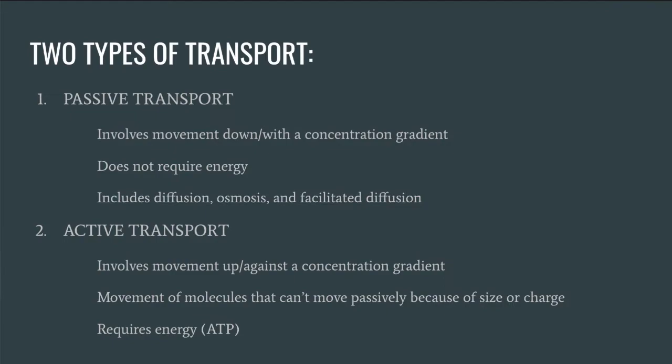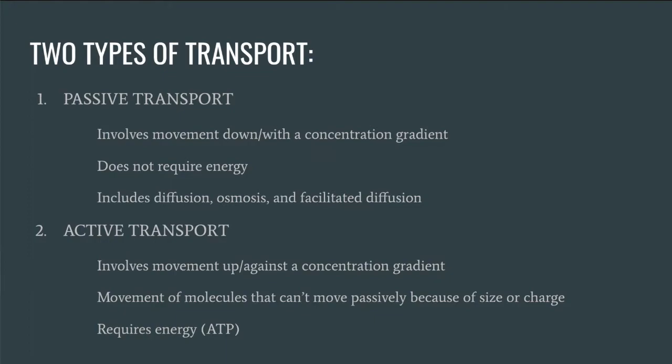There are two main types of transport. The first one is called passive transport, and the second one is called active transport. Passive transport is just going to involve the movement of substances down or with a concentration gradient. This term, concentration gradient, might be new to you, and it's super important when we are talking about cell transport, so I'll talk about that in a little bit. Passive transport also does not require any energy, and it includes some things like diffusion, osmosis, as well as facilitated diffusion. These three types are going to be ones that we go over in the future, but today I'm just focusing on diffusion.